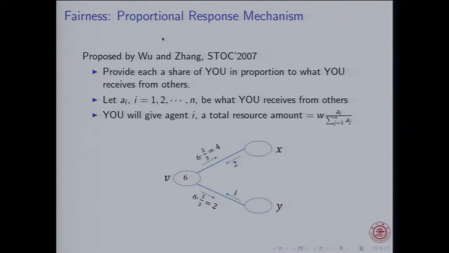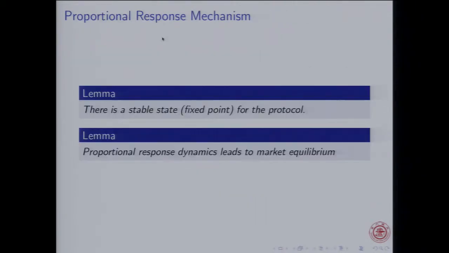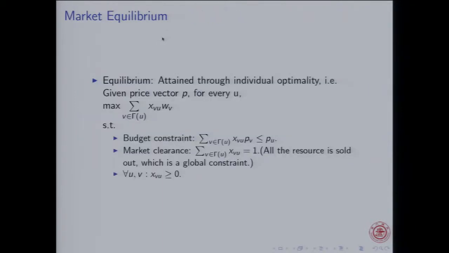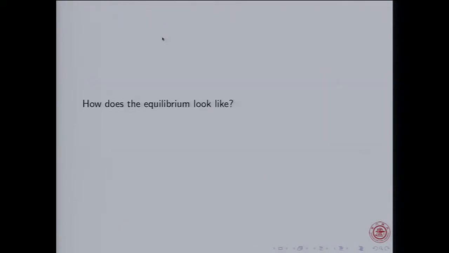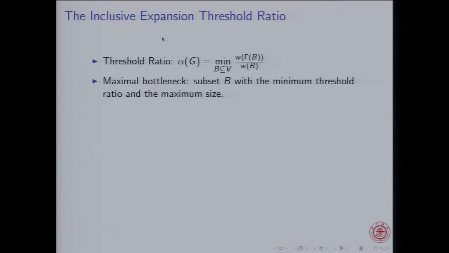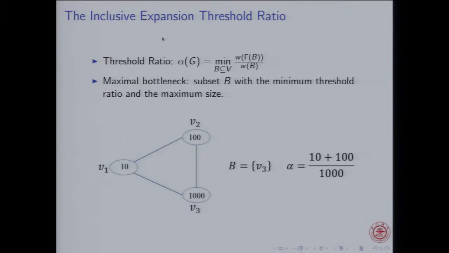This may seem to be a dynamic process, but it has been proved that this dynamic process will lead to a market equilibrium. The equilibrium is in the sense that each agent can attain their individual optimality under the budget constraint and market clearance. I won't go into more details about this equilibrium, but I want to show you what it looks like. To do this, I need to introduce another characterization for this graph, named the bottleneck decomposition. We first introduce a threshold defined by this formula, which we will call the alpha ratio here. The formula may not be easy to understand, so let's look at the graph again.